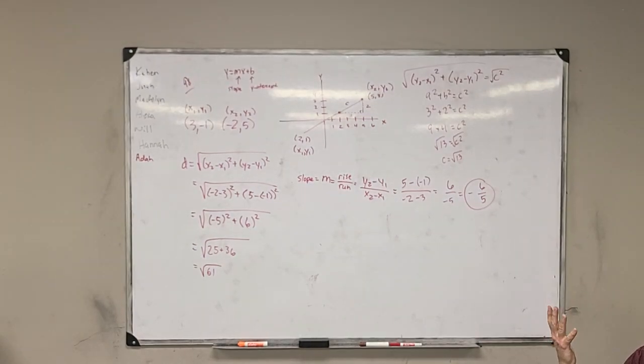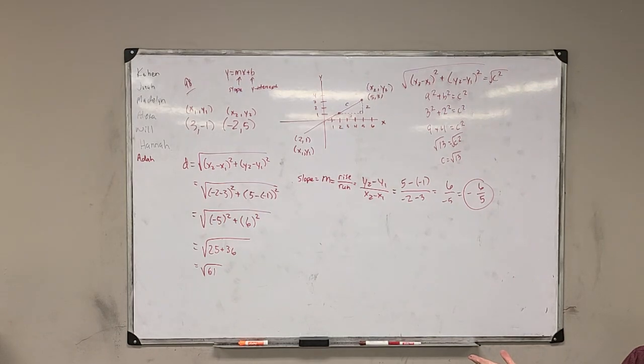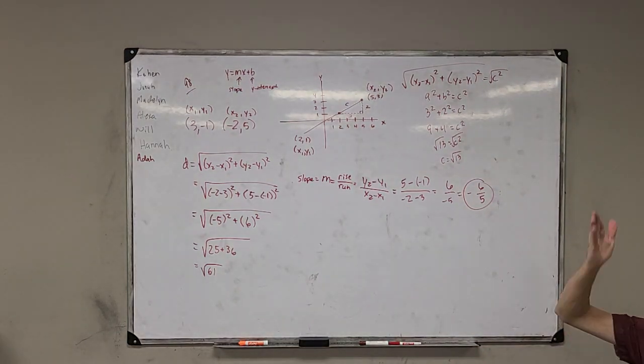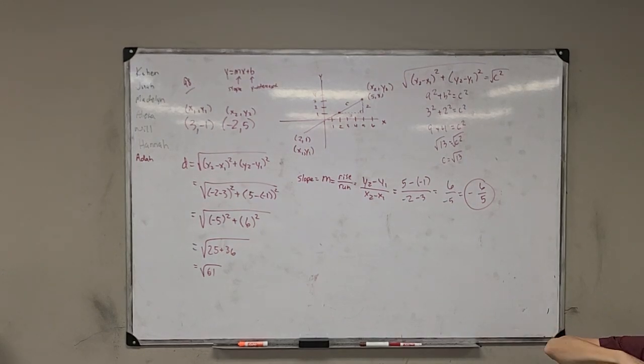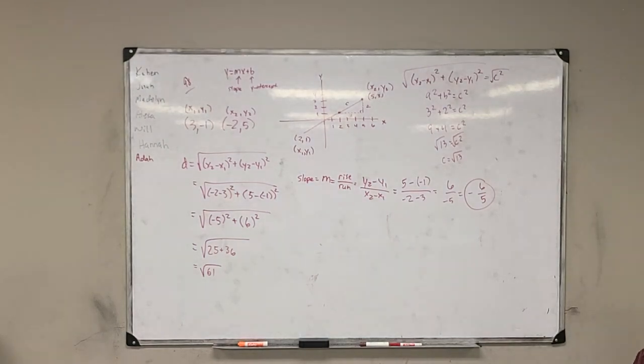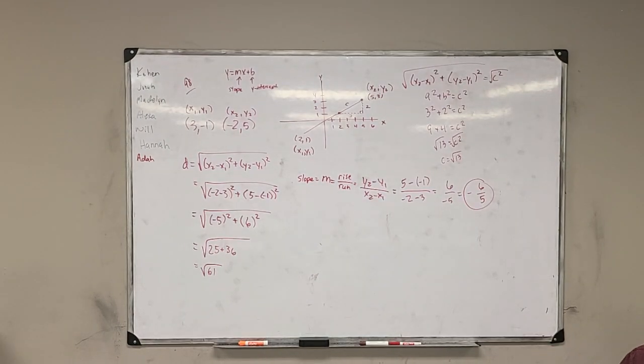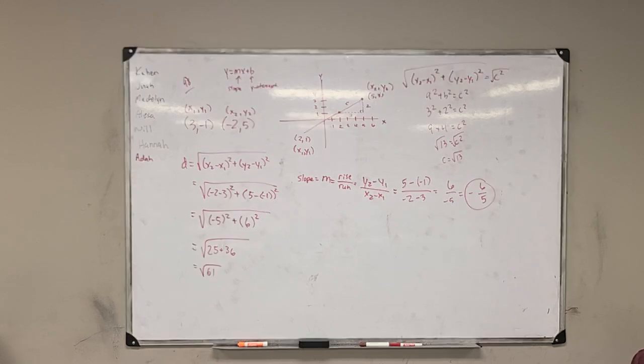But I remember rise over run, and rise over run helps me remember the formula. Because I know that rise is the difference along my y-axis, and run is the difference between the x values. It's the distance on the x-axis. All right, any questions about using these 2 formulas? Are these going to be on your note sheet?